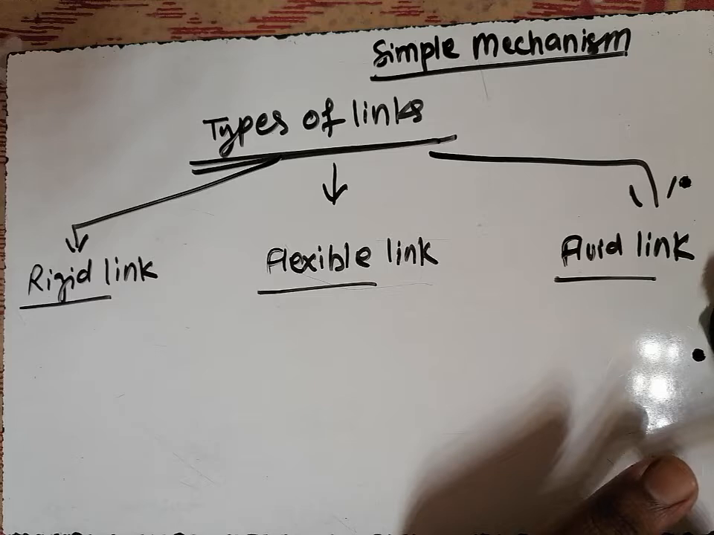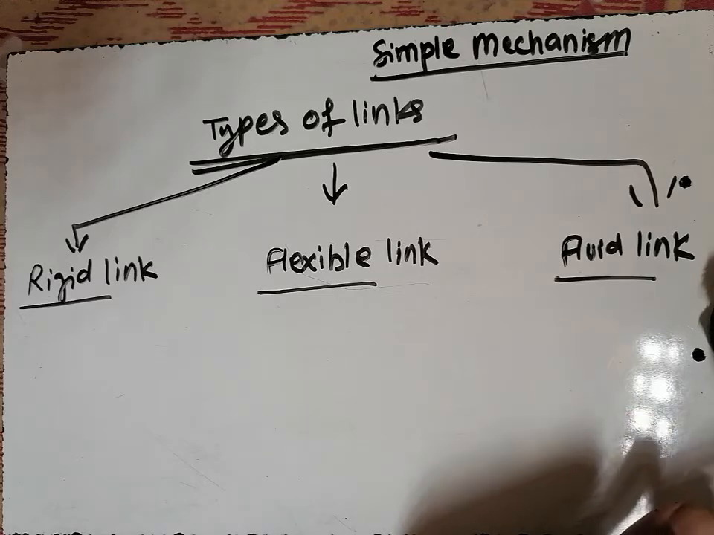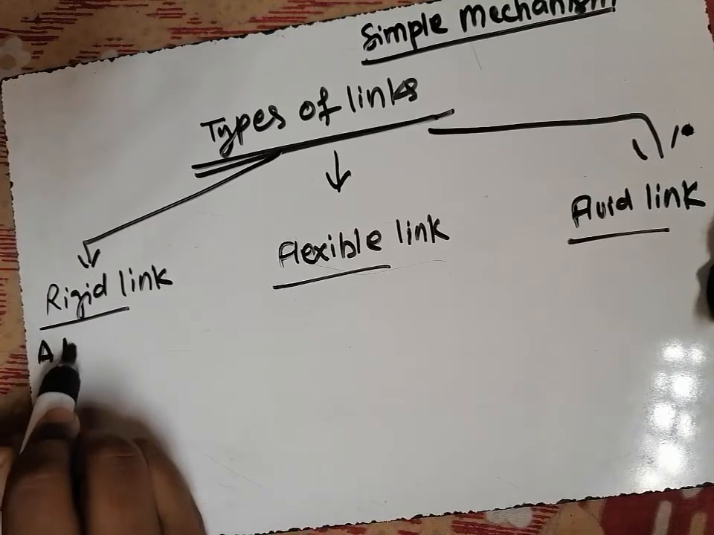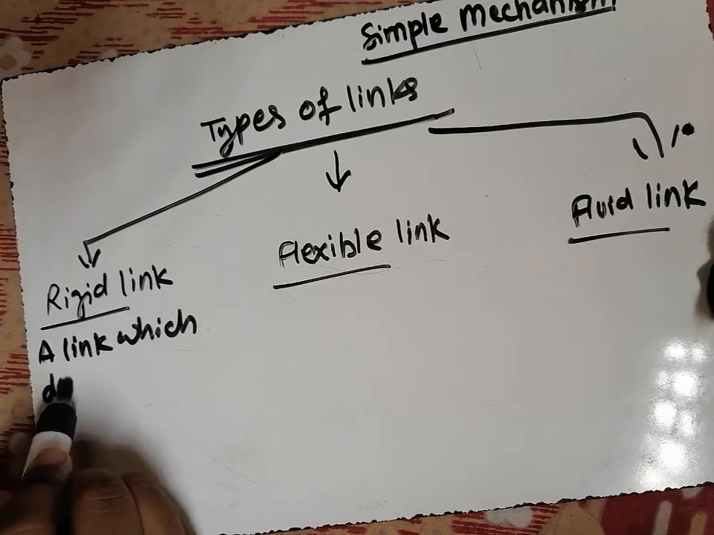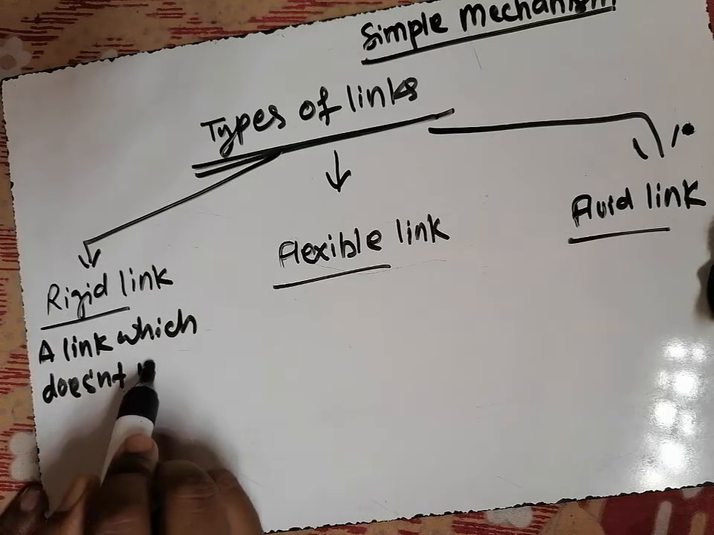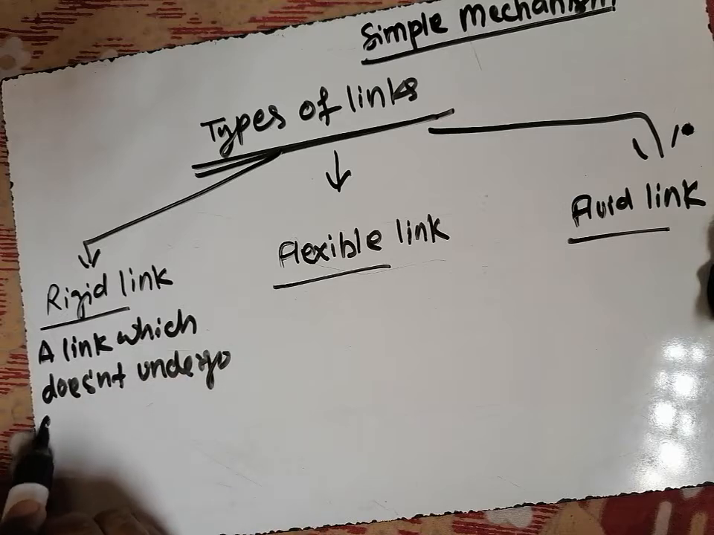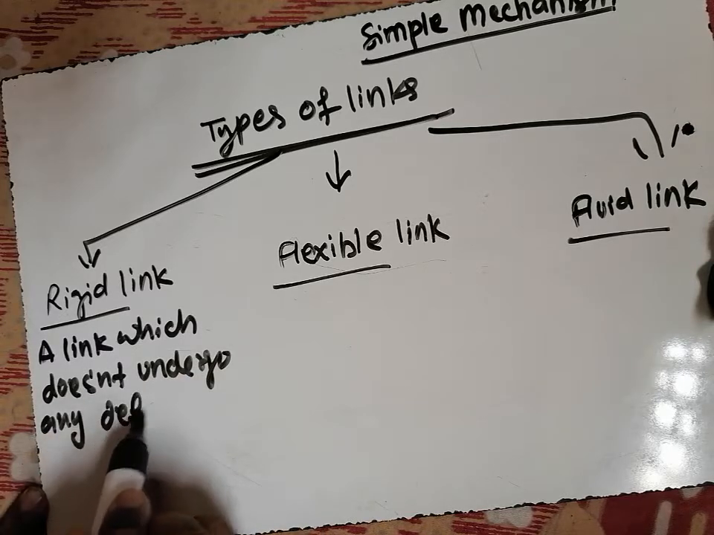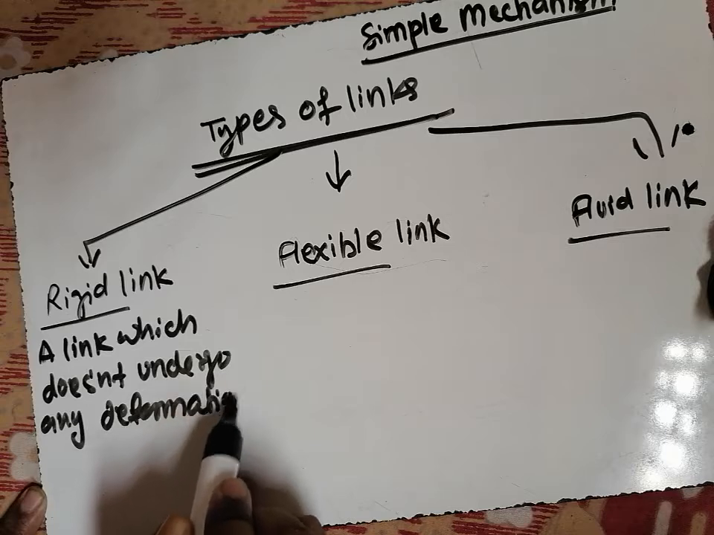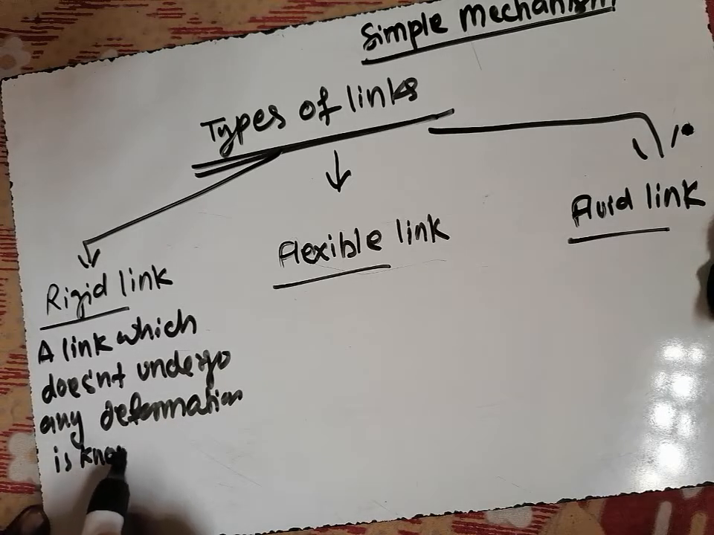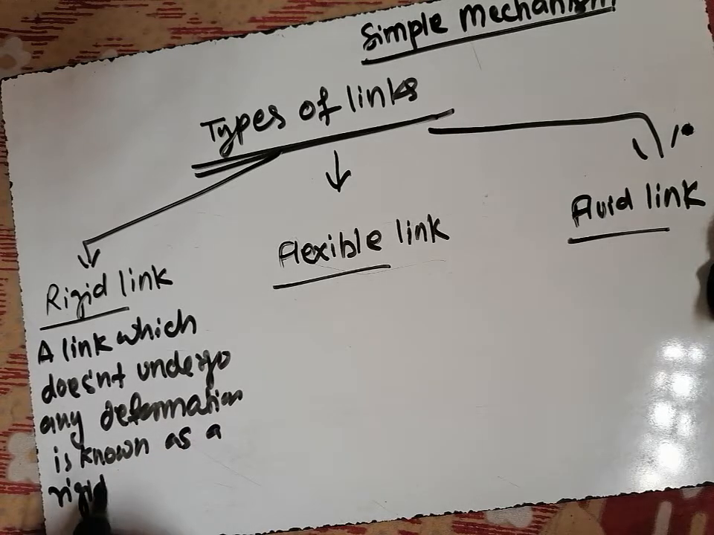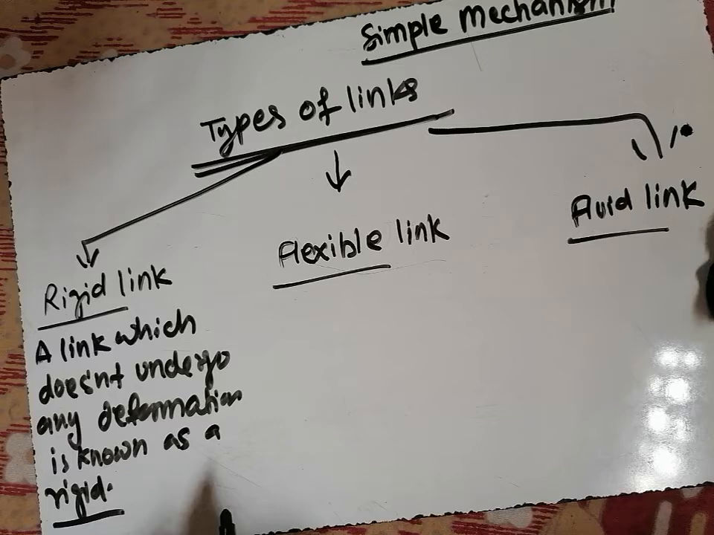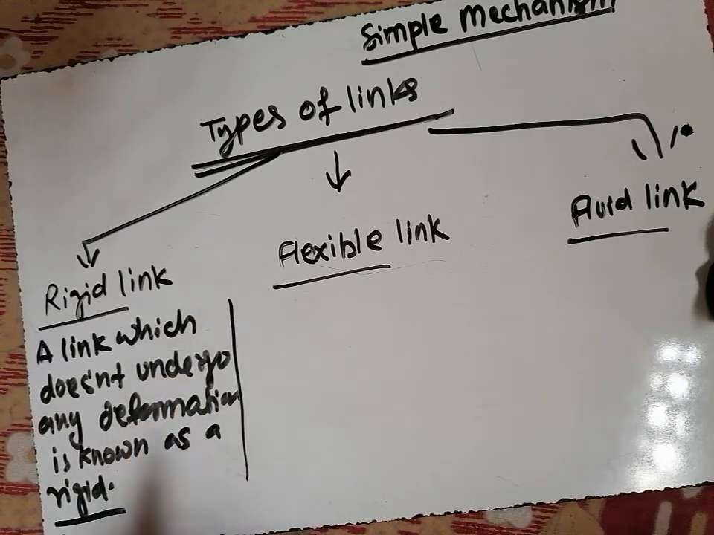Rigid link. A link which doesn't undergo any deformation, it is known as rigid link. Practically, there are no rigid links at all.